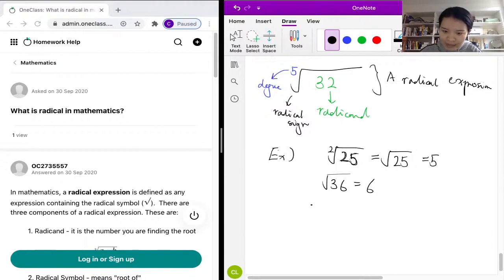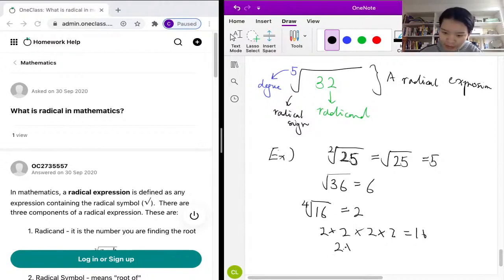And in the case of the fourth root of 16, we know 4 numbers multiplied together equals the radicand. So this equals 2, because 2 times 2 times 2 times 2 equals 16. This is 1, 2, 3, 4. Four numbers multiplied together equals 16. It just means four 2's multiplied together equals 16.